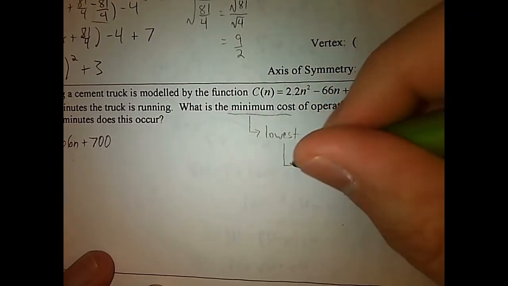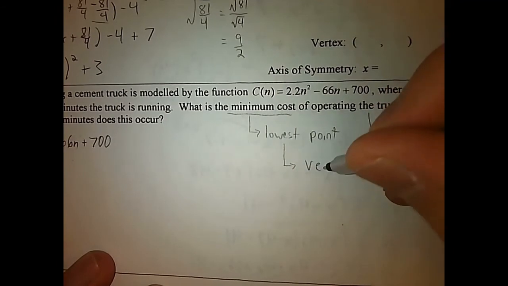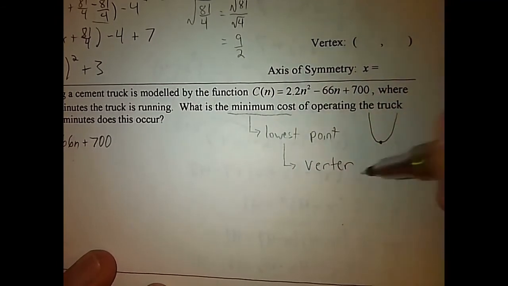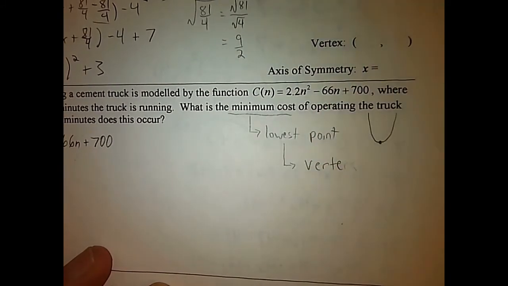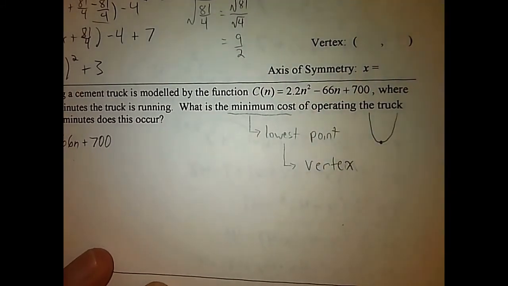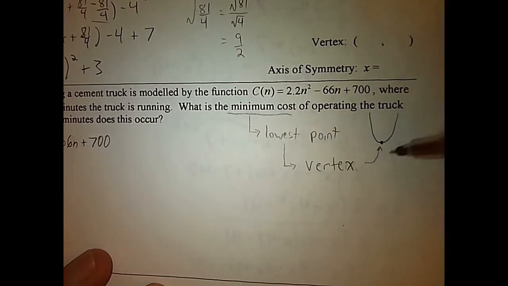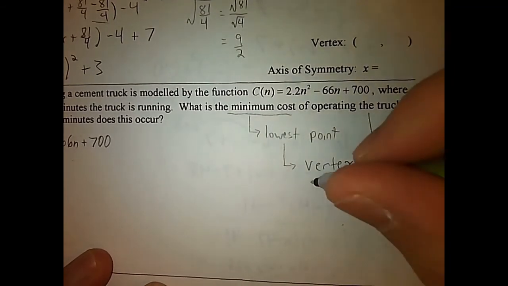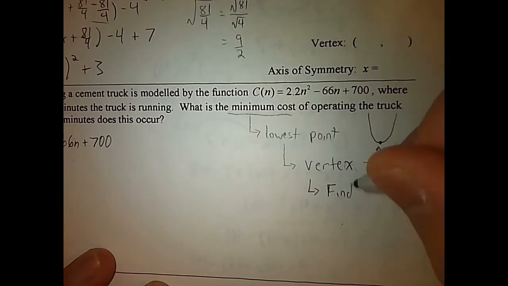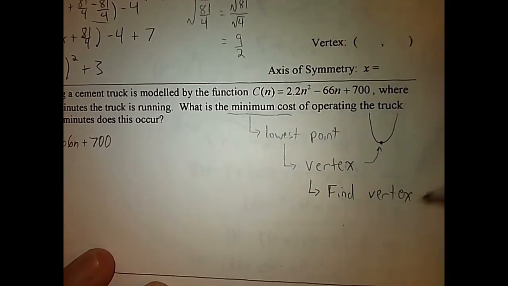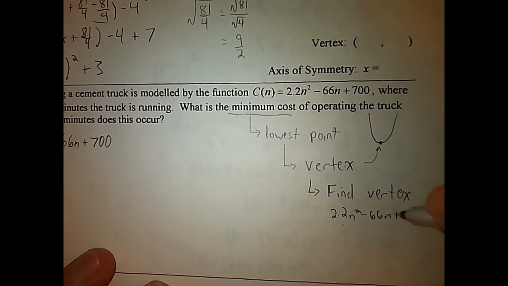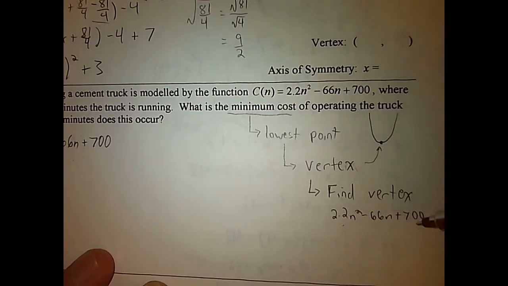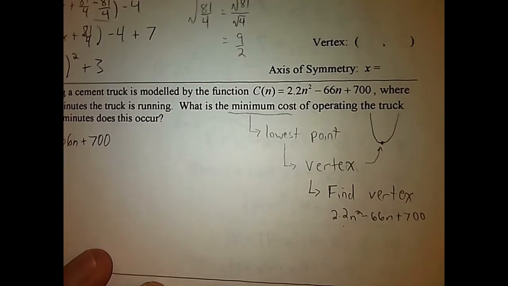And the lowest point in this case, what do we call this? We call this the vertex. Sorry, I was trying to do fancy cursive writing. So it's again the lowest point. This is the vertex, the minimum here. So we have to find the vertex of this equation, 2.2n squared minus 66n plus 700. Once I find the vertex, I've found the lowest point, which is the minimum. But how do I find the vertex from that equation?